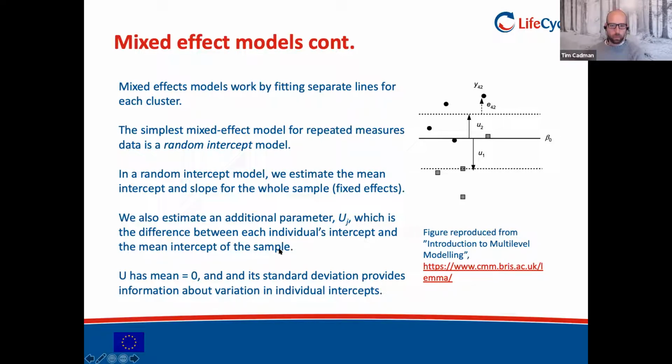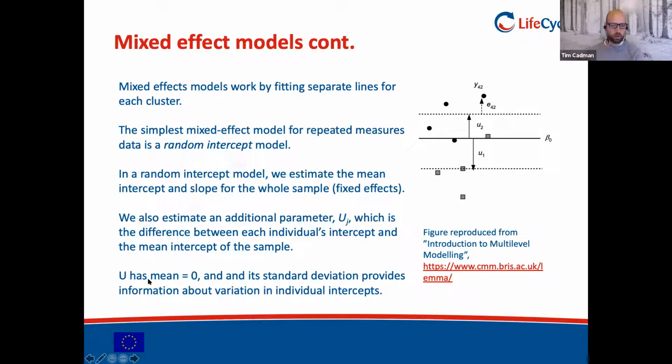But we also estimate another parameter, u. This is a parameter we estimate for each individual, and it is the difference between each individual's intercept and the mean intercept of the sample. So we get information not only about the average slope and the average intercept for the sample, we get information about how each individual differs from this average. And this is the random effects, which is providing this information about the individual difference from the average.